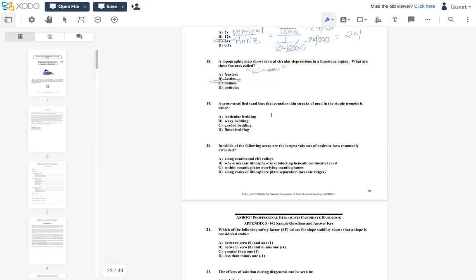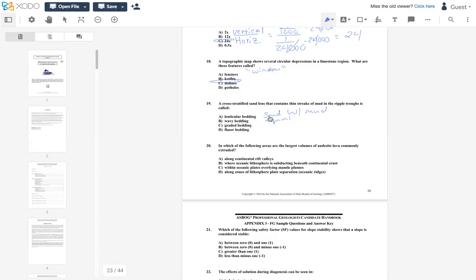So lenticular bedding are isolated ripples of sand that are completely surrounded by mud. So we have sand with mud. Wavy bedding is where we have layers, equal layers of sand and mud. So I'll just say equal.